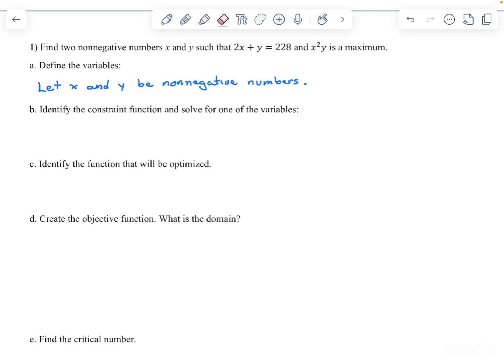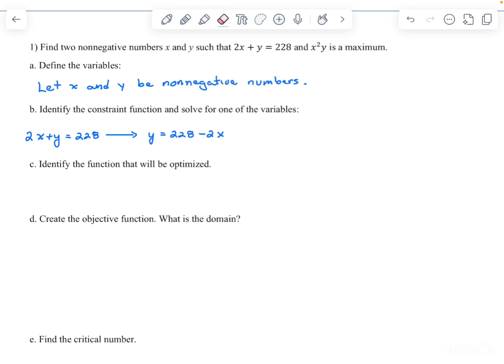Part B, identify the constraint function and solve for one of the variables. The constraint function is going to be 2x plus y is equal to 228. And that is because the values of x and y that maximize x squared times y must be a solution to this equation. Solving for y, we have y is equal to 228 minus 2x.